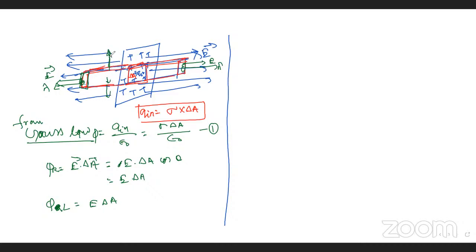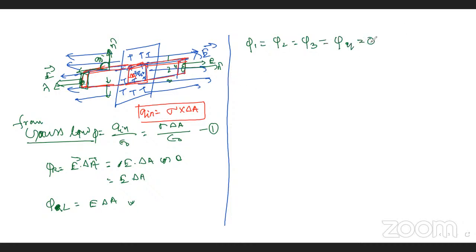For the upper face, the area vector is upward and the electric field is to the left. So the angle is 90 degrees, and cos 90 is 0. So that's why 1, 2, 3, 4. A cuboid has 6 faces, right? Out of these 6 faces, only the left and right faces have flux. The other 4 faces, phi 1, phi 2, phi 3, phi 4, are 0.